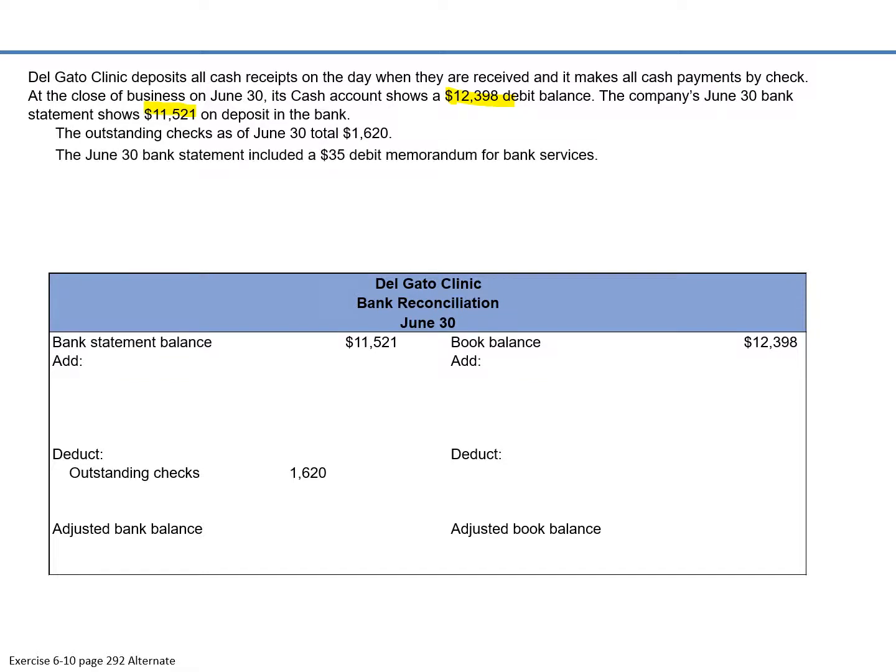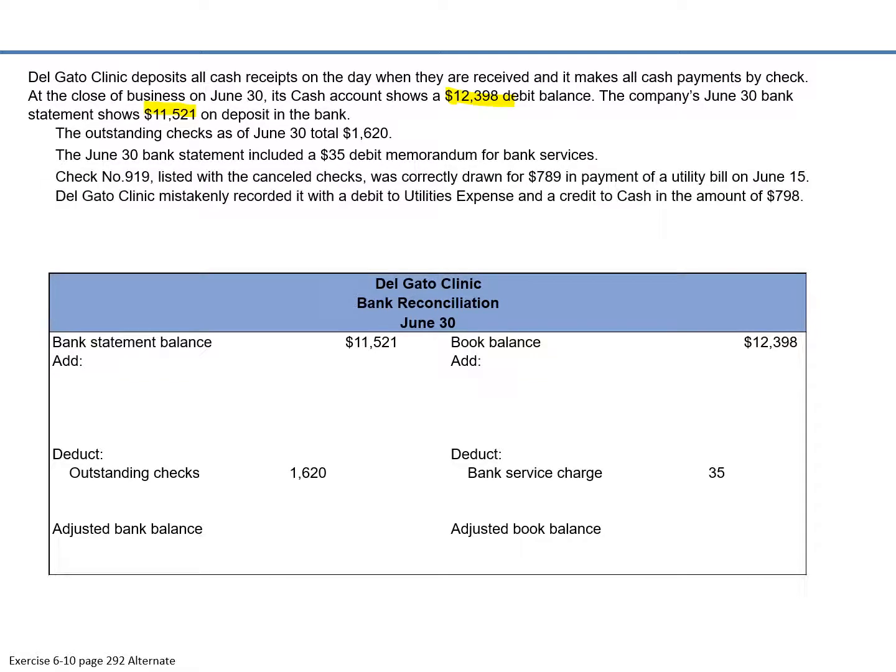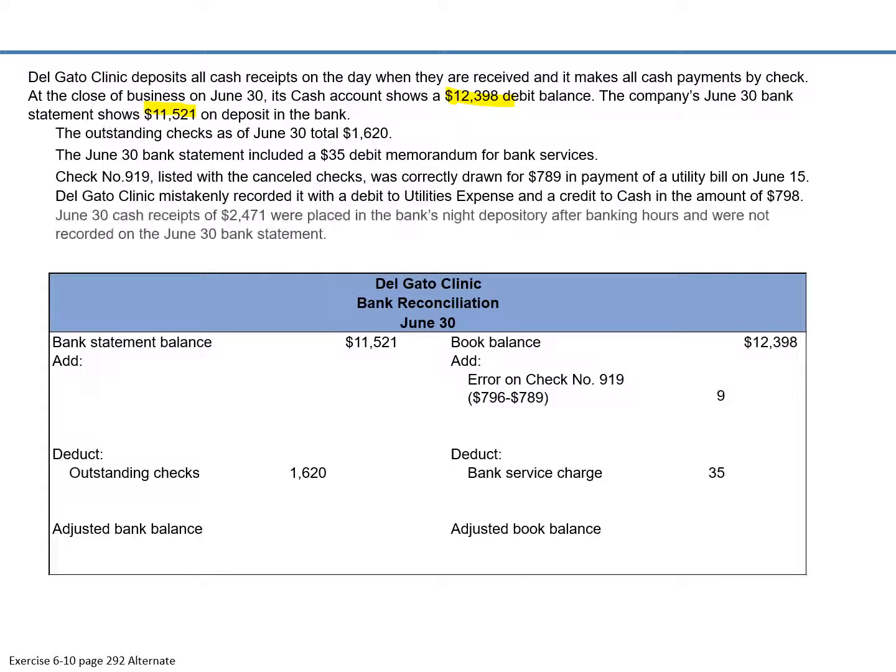Then we have a bank statement that includes a $35 debit memorandum for bank services. So when bank service charges need to be deducted from the book balance, they're already deducted from the bank balance. Then we got that check 919 that was incorrectly drawn. So we need to add $9 to our book side. Cash receipts that were placed in the bank's night depository after banking hours. So let's add $2,471 of deposits in transit. Then if we add everything up, we've got an adjusted bank balance of $12,372, and we have an adjusted book balance of $12,372. So hopefully you did well on that one.